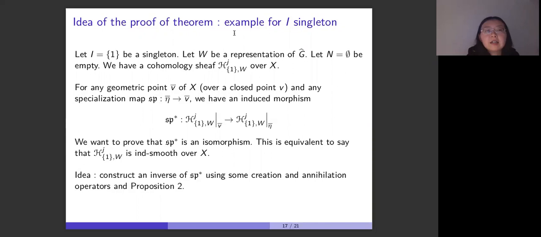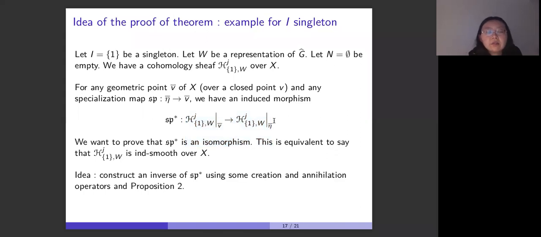To give the idea of the proof, I talk only in the case when I is a singleton. The general case is the same, and we consider without level to simplify. So now we have a cohomology sheaf over one copy of the curve. And what we want to prove is that for any geometric point of the curve and any specialization map from the generic point to a geometric point V bar, the induced map is an isomorphism.